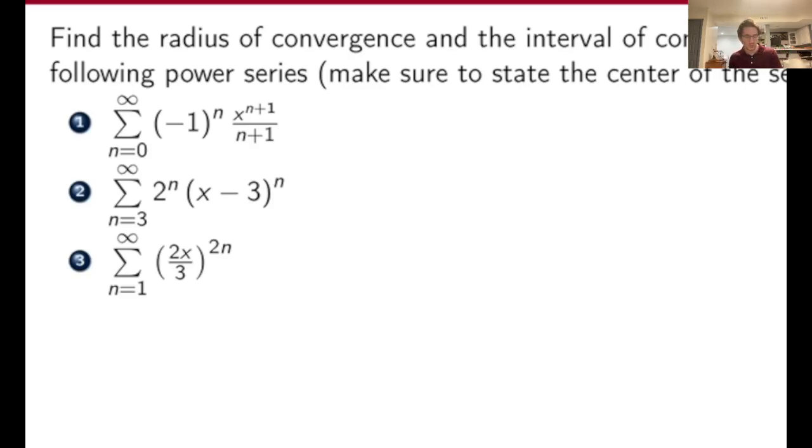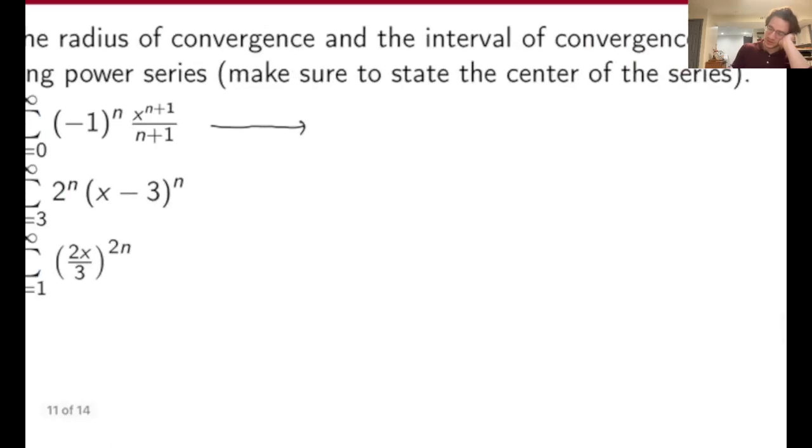Okay, so the first one, and what we're always going to do is use either the root test or the ratio test. And 99% of the time, the ratio test is going to be my choice. Okay, so let's look at this. We want to find the radius of convergence and the interval of convergence for this power series here. So finding the radius of convergence is just going to fall out from using the ratio test on this.